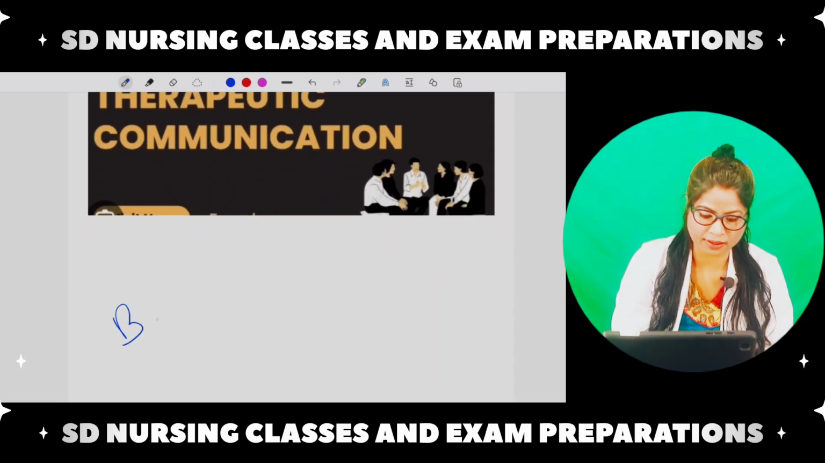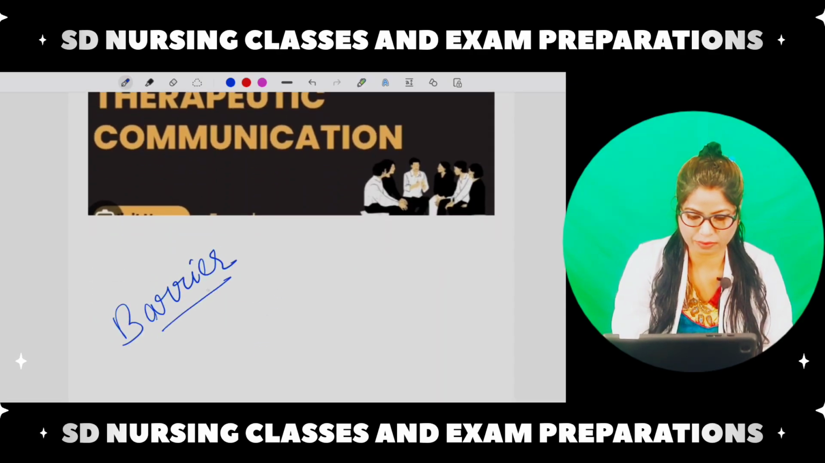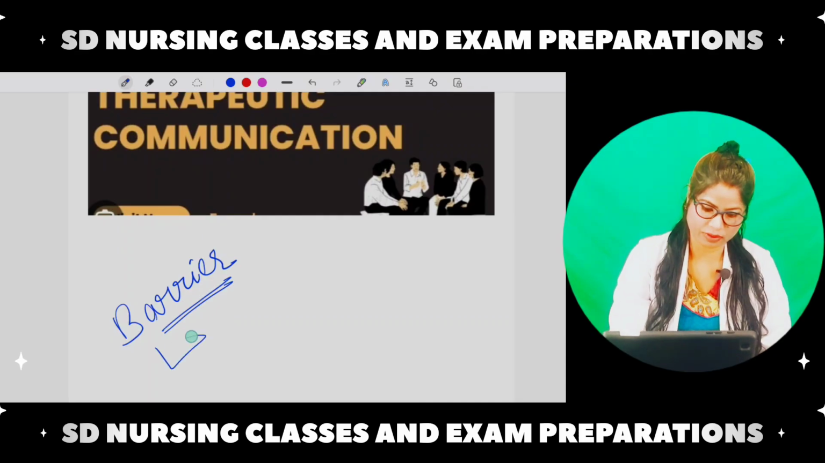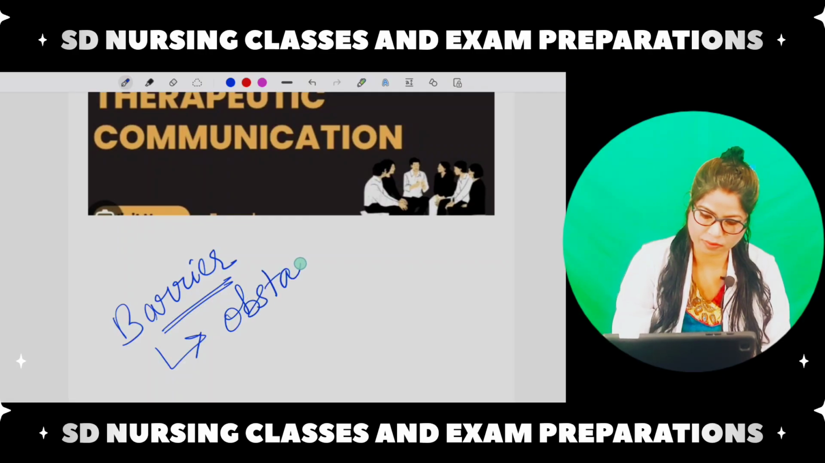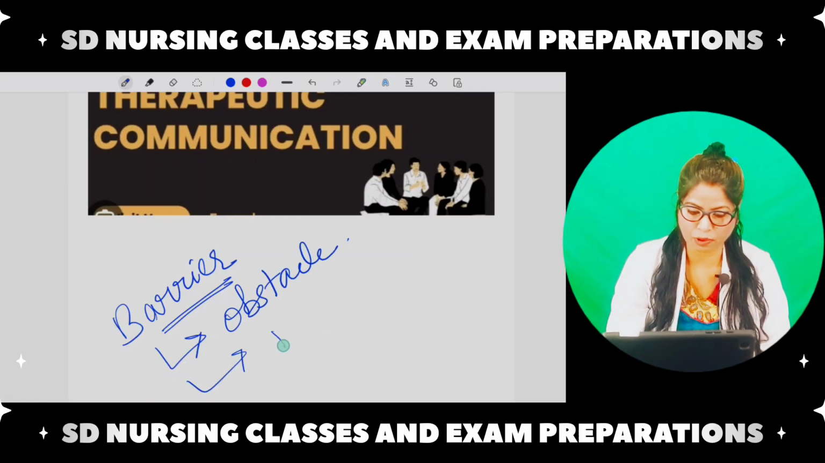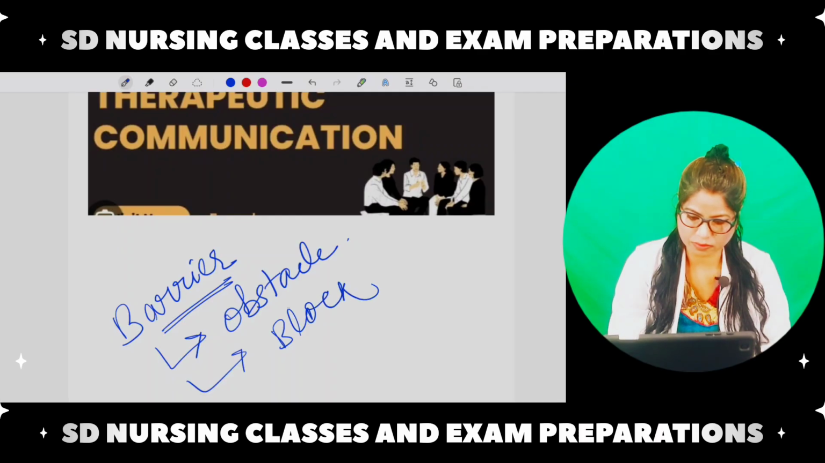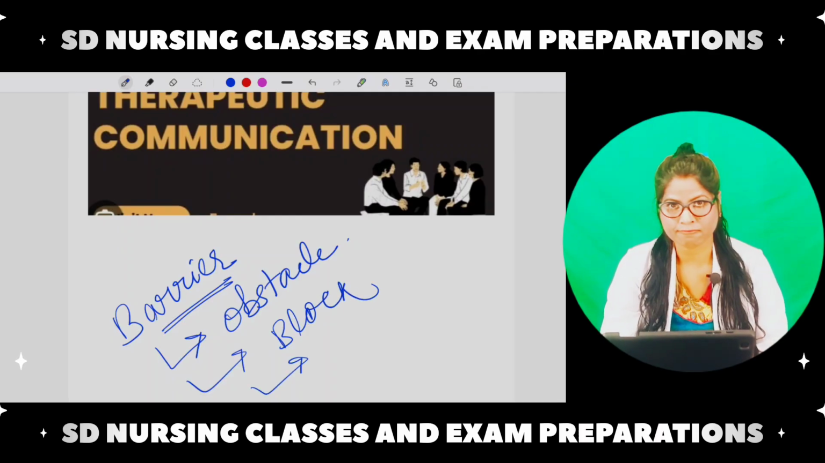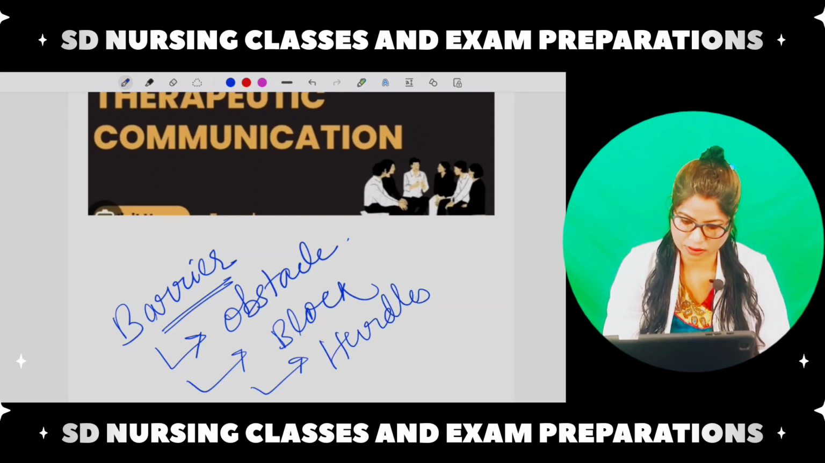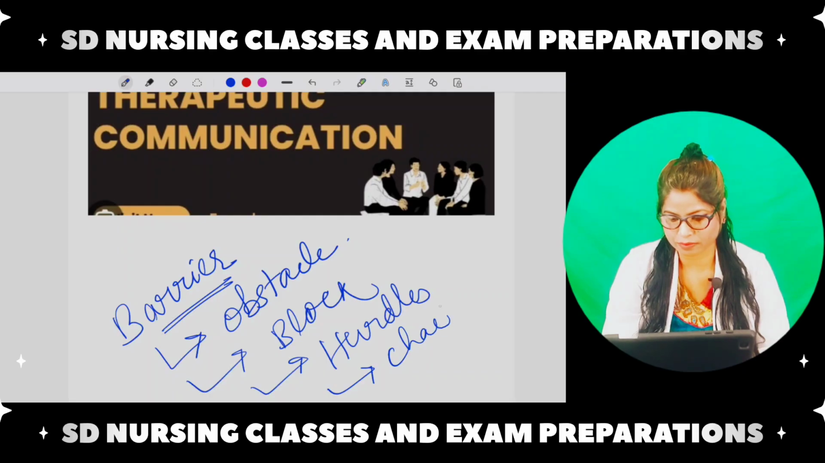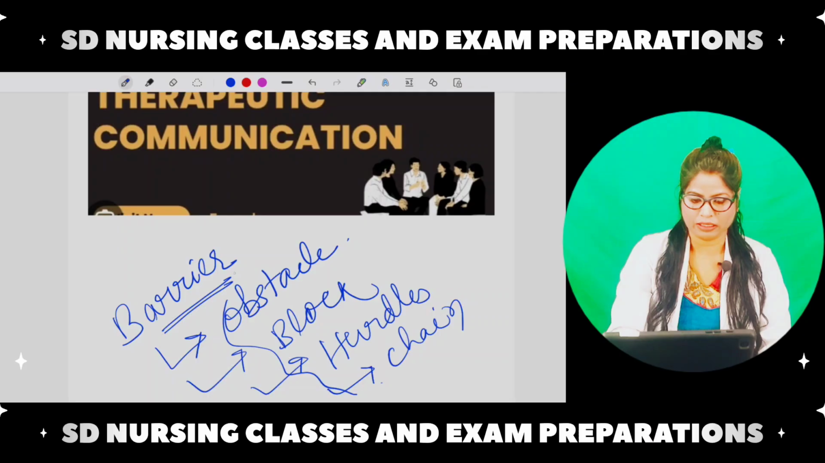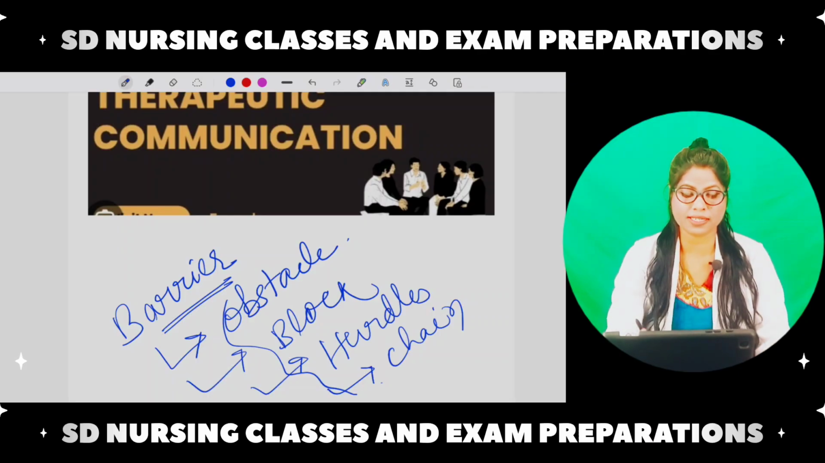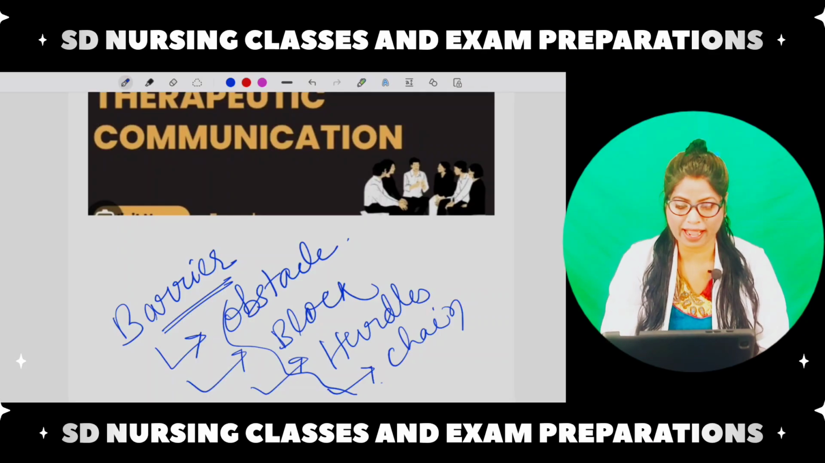What do you mean by barrier? There are so many words related to barrier: obstacle, block, hurdles, chain. So these are all words which are related to barriers, meaning obstacle, block, hurdles and chain.